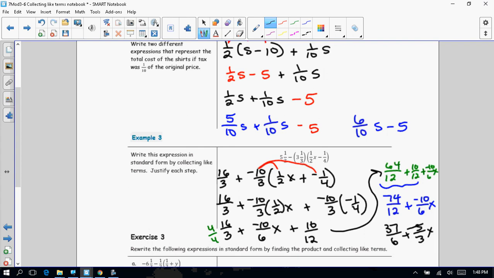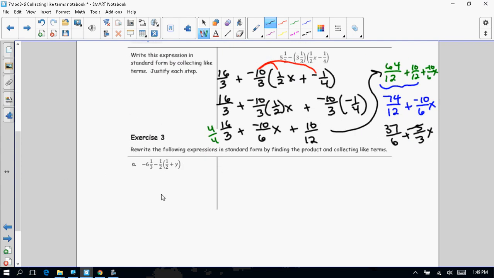All right. We're going to do exercise 3A. All right. I'm going to do both of these with you guys. I'm not going to have you pause because I'm sure you guys are struggling with these.